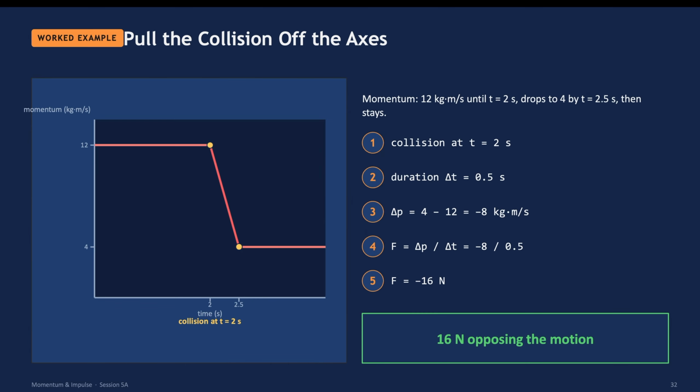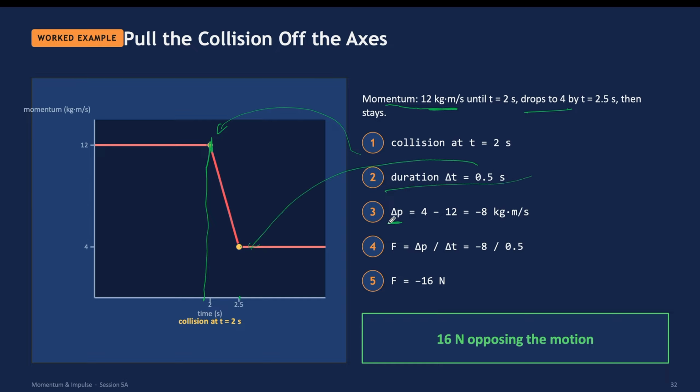Okay? So we need to pull the collision off the axis. Momentum is 12 kg meter per second until t equals 2 seconds, where it drops to 4 by t equals 2.5 seconds. And then it stays there. A collision, so it starts at t equals 2 seconds, right? That's why it changes. Otherwise, why would it change? The momentum change is what causes a collision. So we start here. Duration delta t, 0.5 seconds.